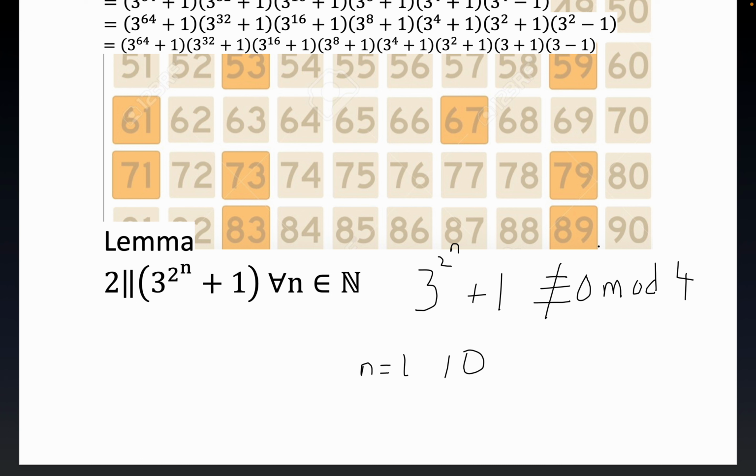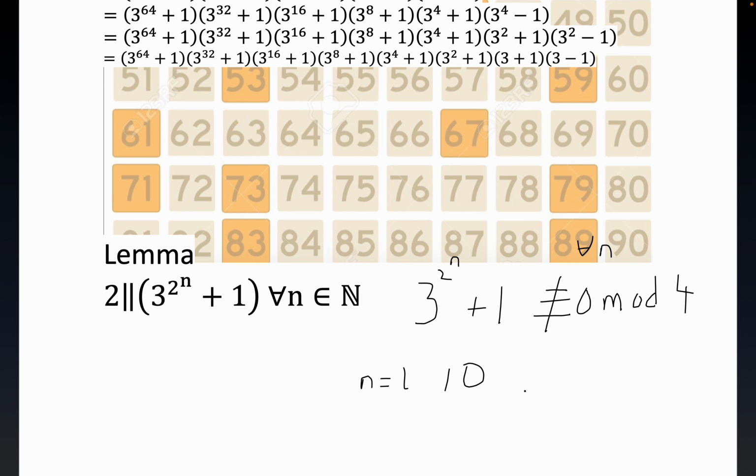So I should say for all n right here, to be careful with the universal quantifiers, for all integers n, probably non-negative integers or positive integers maybe. But for n equals 1, this evaluates to 10, right? That would be 9 plus 1. And that certainly is not a multiple of 4. Another way of stating this, that certainly does not equal 4m.